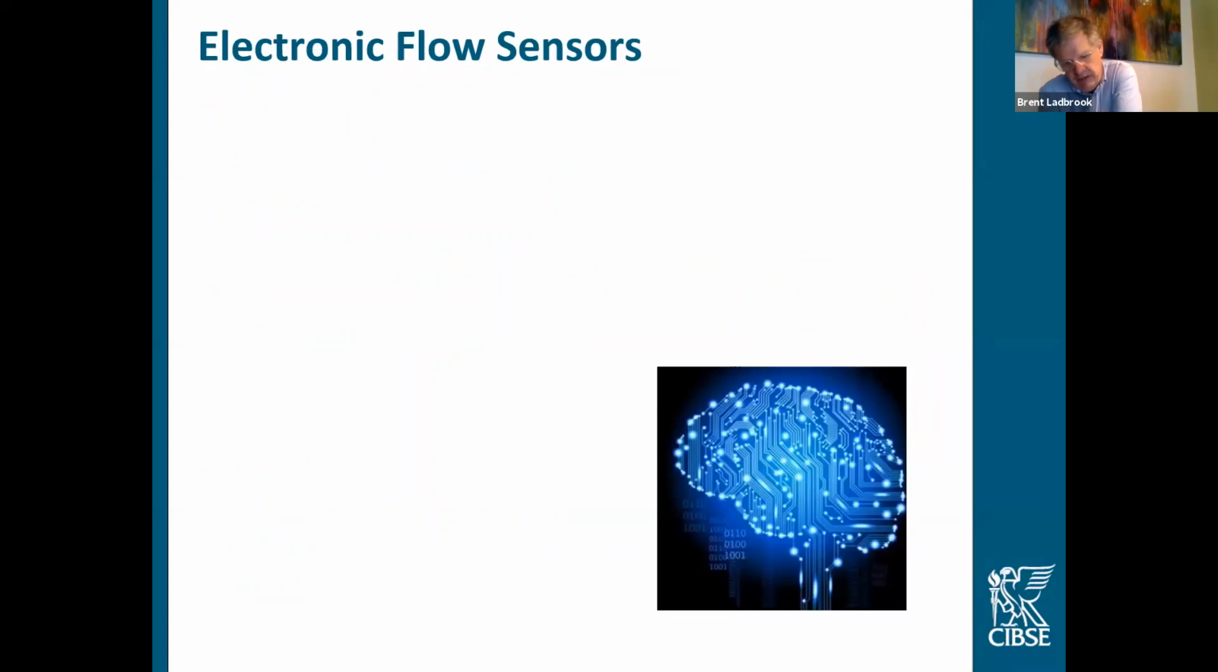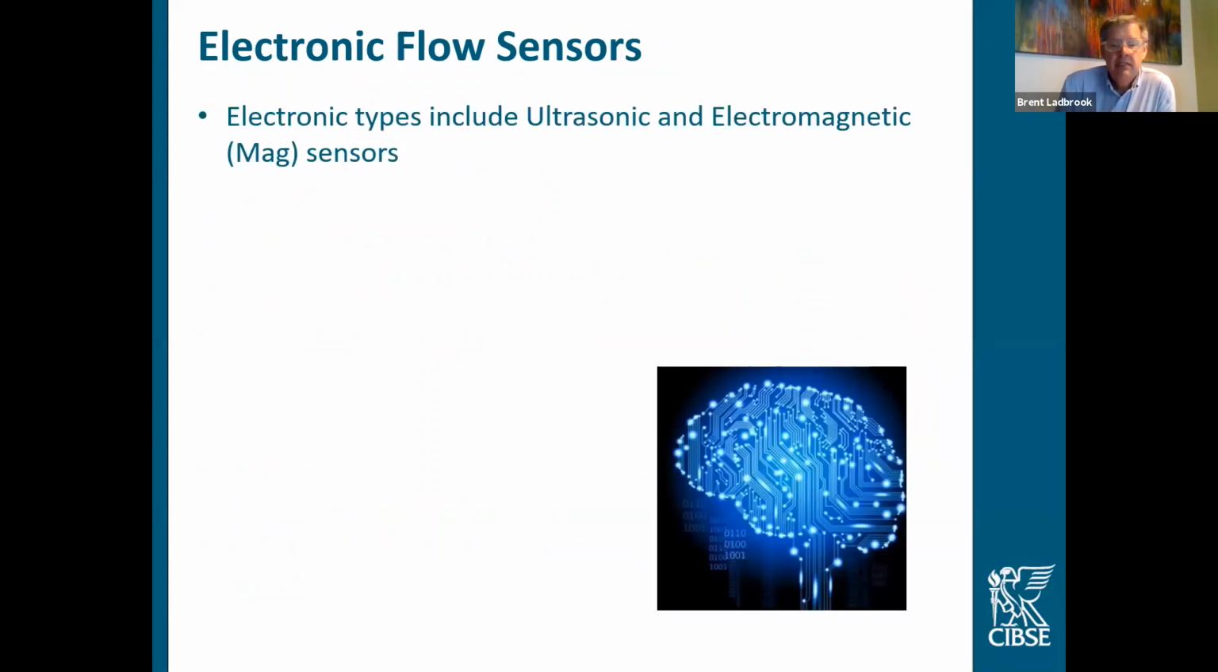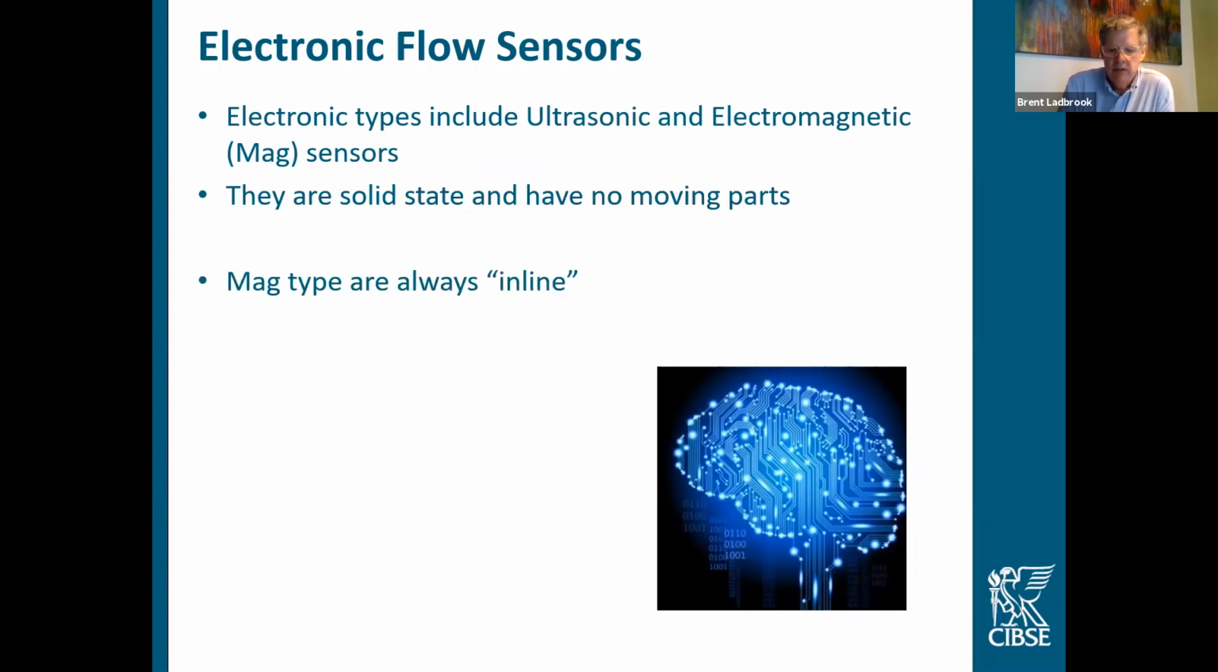Electronic, far more flow sensors being used are electronic. Include ultrasonic and electromagnetic or mag flow sensors. Solid state, have no moving parts, so perhaps less subject to corrosion or certainly to fouling and that type of thing. Magnetic flow sensors are always in line. They must be in the flow. They could be insertion or they could be like a flange type fitting. Ultrasonic can be in line or they could be clamped onto the outside of the pipe.